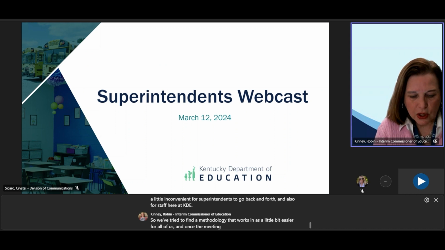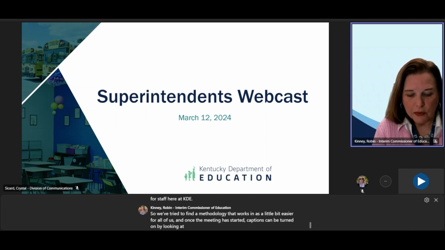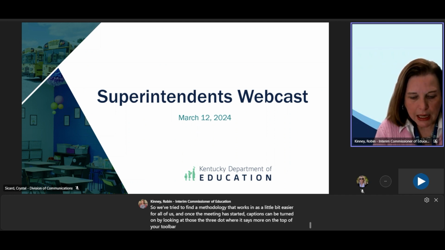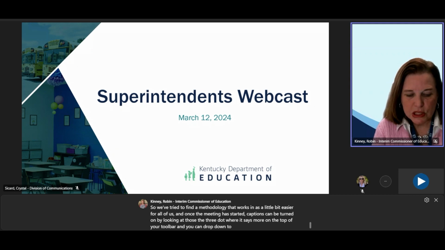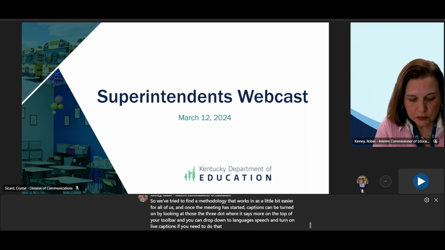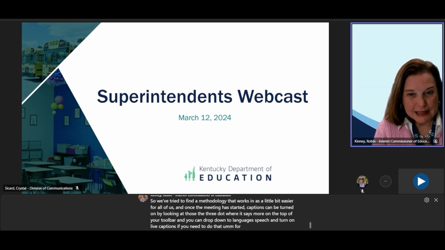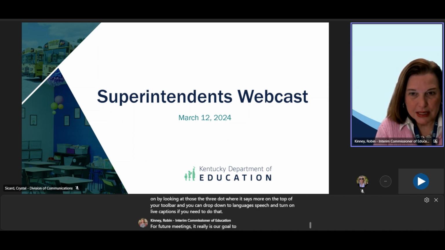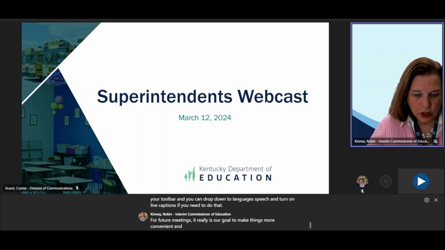Once the meeting has started, captions can be turned on by looking at the three dots where it says more on the top of your toolbar, and you can drop down to languages of speech and turn on live captions if you need to do that. For future meetings, it really is our goal to make things more convenient and easier for you.